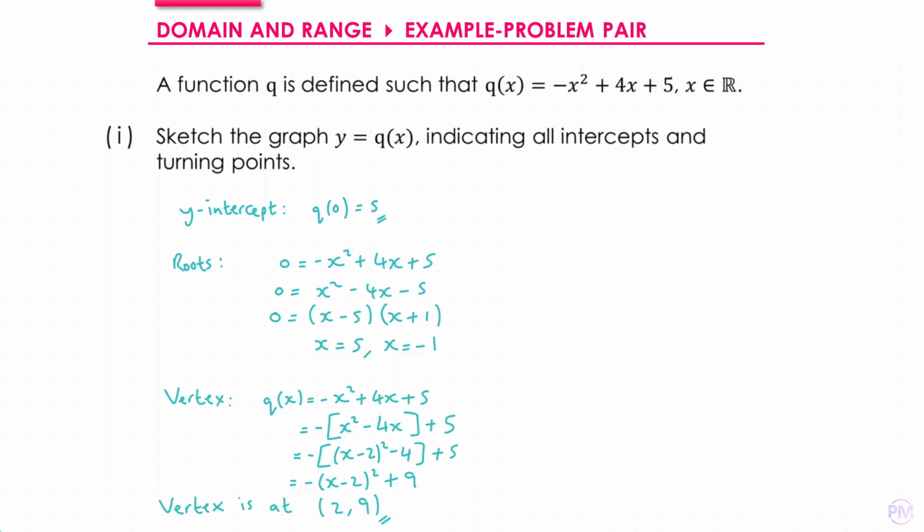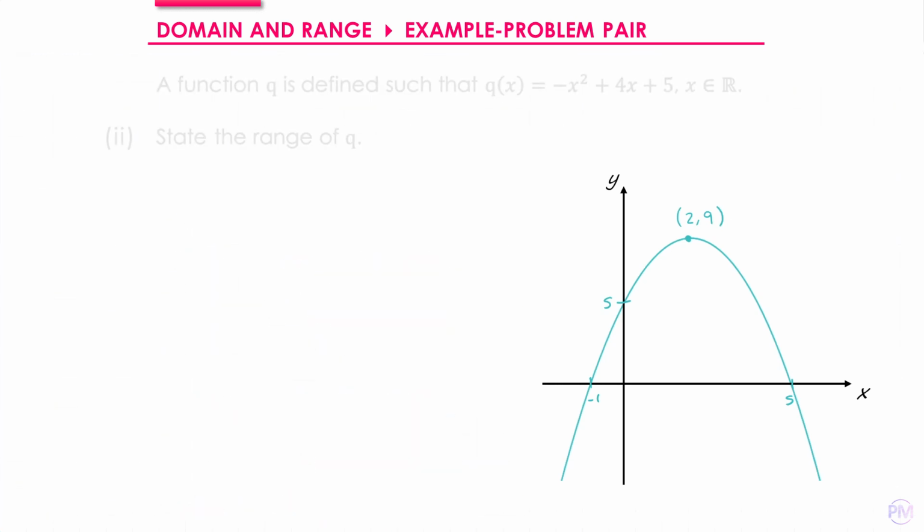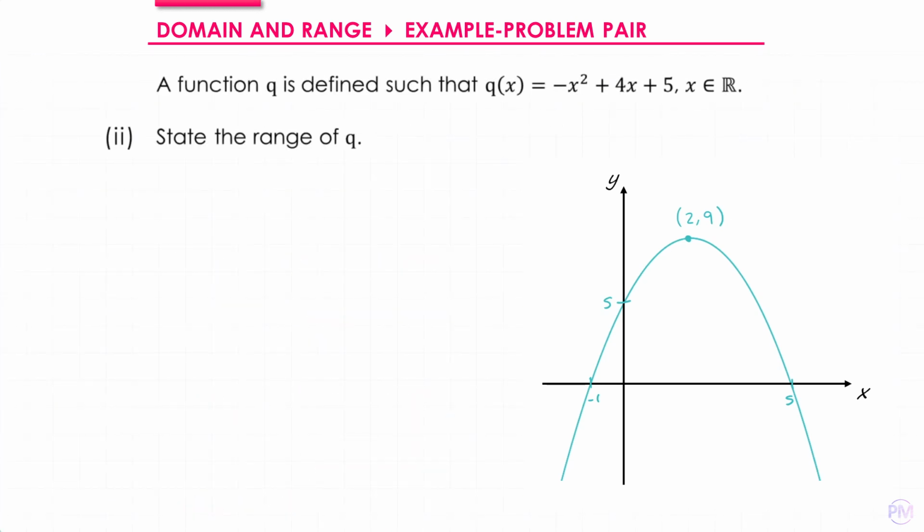Let's take a look at the graph then. We have an N-shaped parabola going through 0, 5 with roots at minus 1 and 5. And we have a turning point at 2, 9. Part 2 then, stating the range of q. We can see the graph has a maximum point at 9. That means our range is q of x is less than or equal to 9.